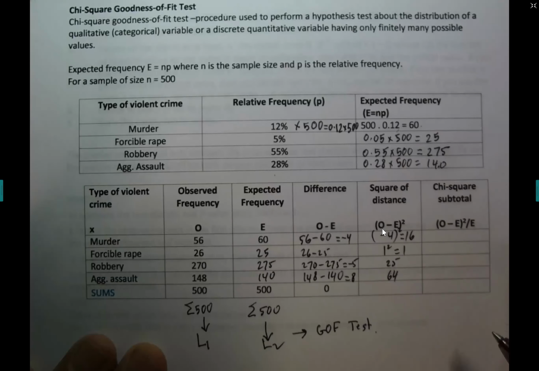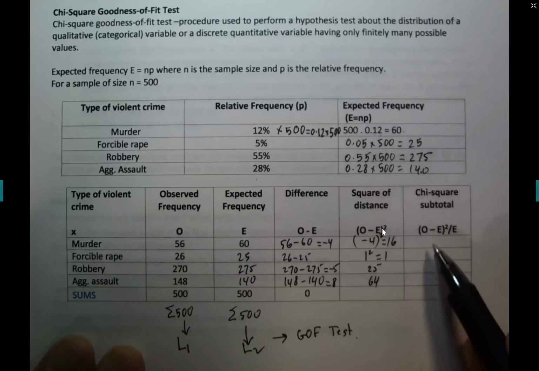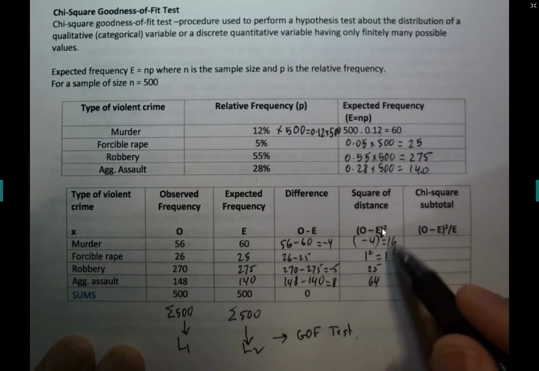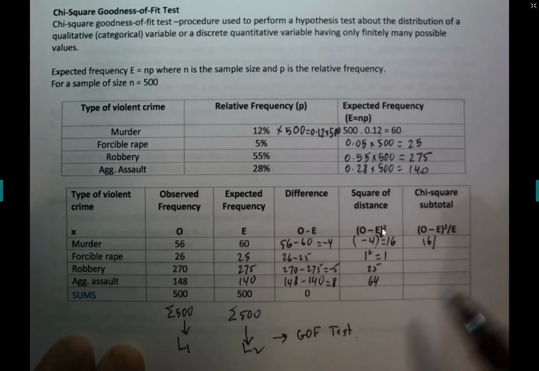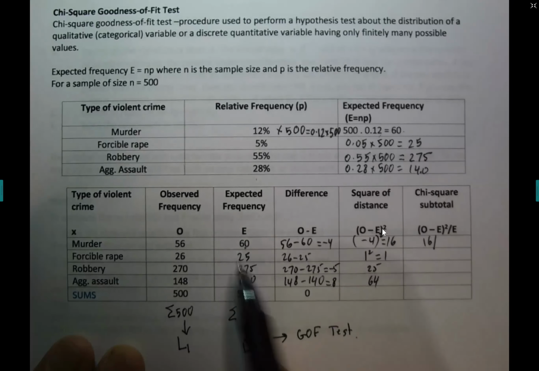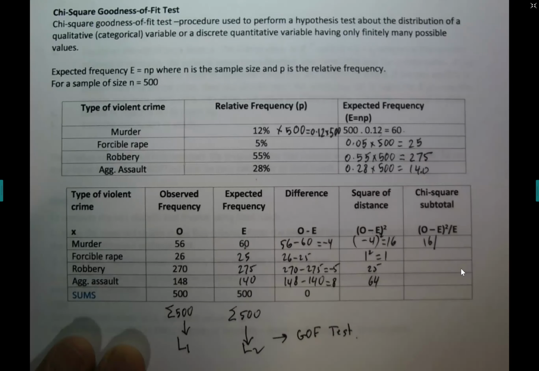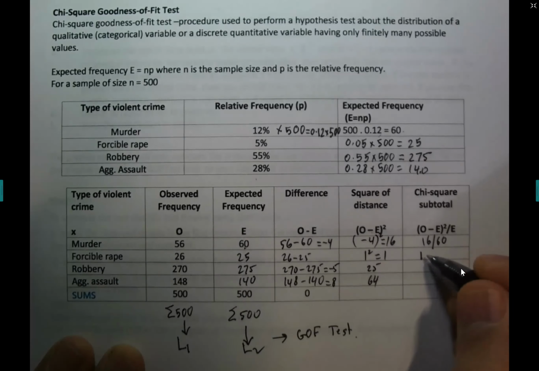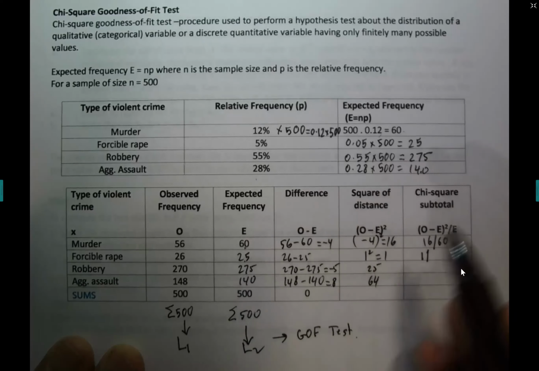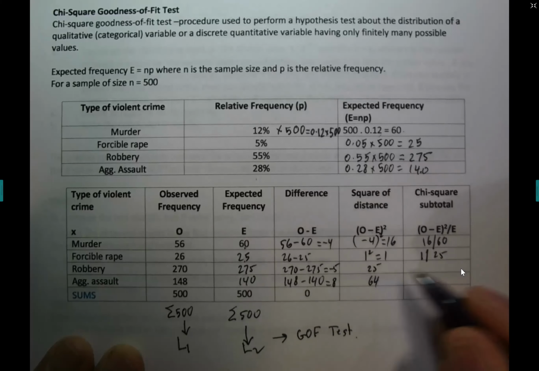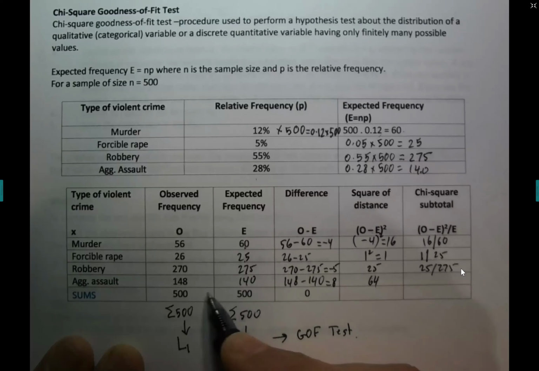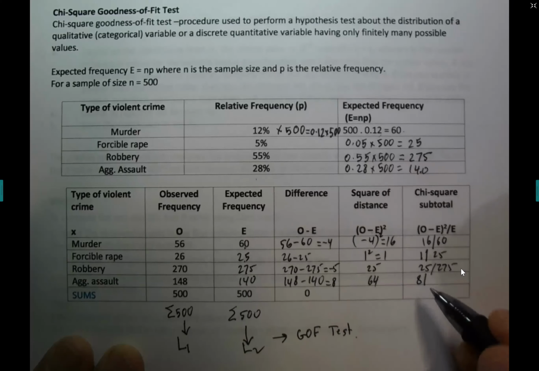Now, the last step: O minus E squared divided by E. So you take this column and divide it by E. This O minus E squared was 16, and what was the E here? 60, as you can see. So I just divide by 60. For this one, guys, it will be 1 divided by the E. What was the E here? 25. For this one it will be 25 divided by the E, and what was it? 275. And that one is 8 divided by E, which is 140.